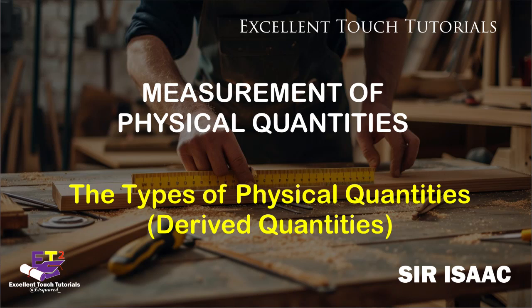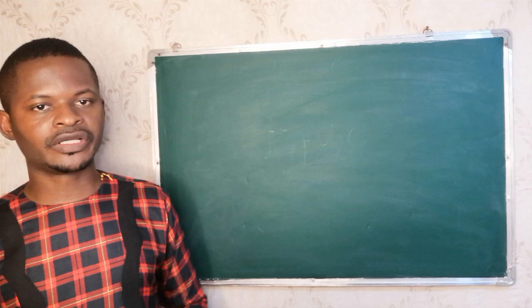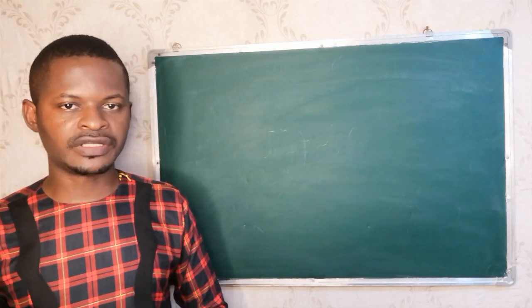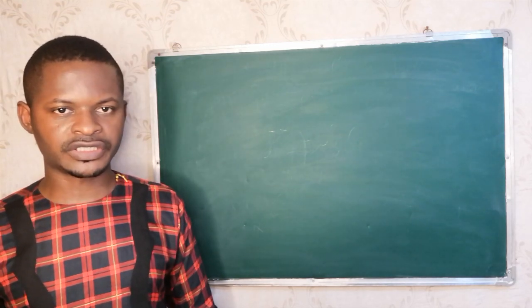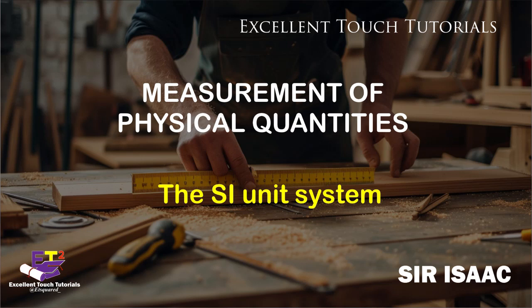In my previous video, I discussed the types of physical quantities and explained the derived quantities. In case you have not watched it, use the link provided to access it. Now in this video, I'll be sharing on the concept of the SI unit system, in continuation of the previous video on measurement of physical quantities.